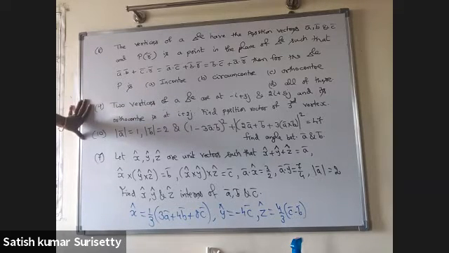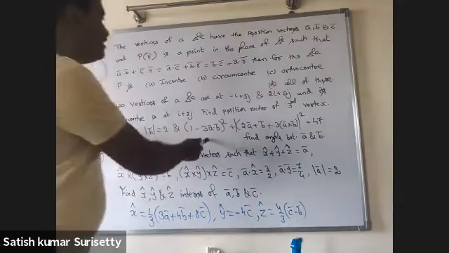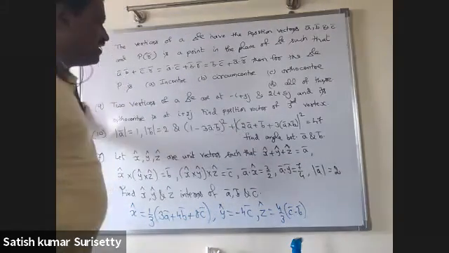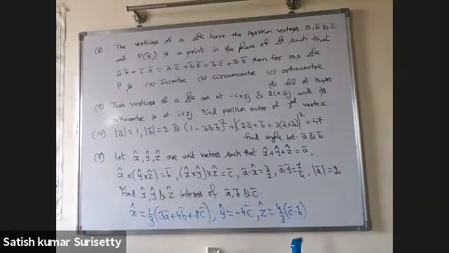10th: modulus of a bar is 1, modulus of b bar is 2, and (1 minus 3 into a dot b) whole square plus modulus of (2a bar plus b bar) plus 3 into (a cross b) whole square equals 47. So expand and regroup the terms and then find the angle between a bar and b bar.